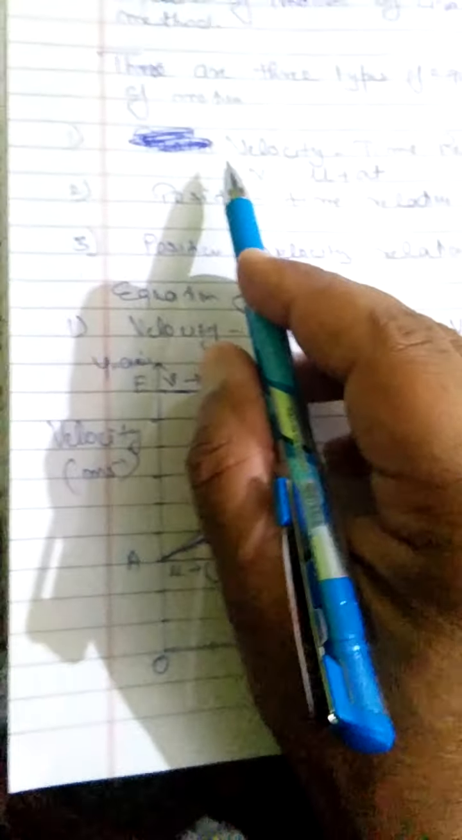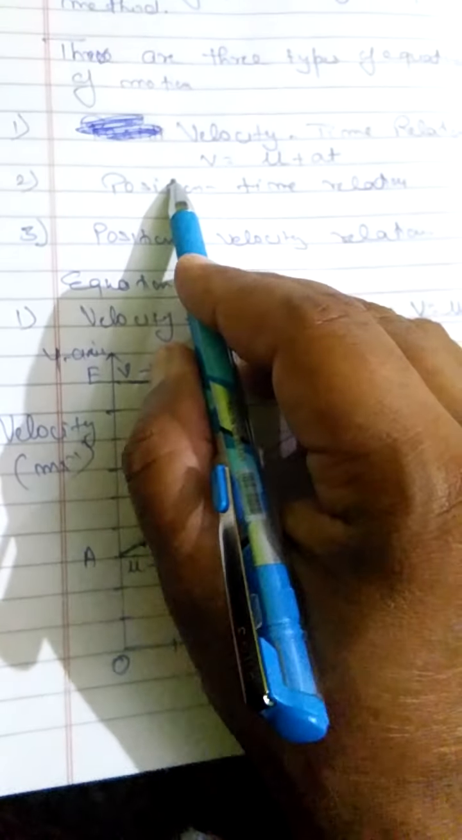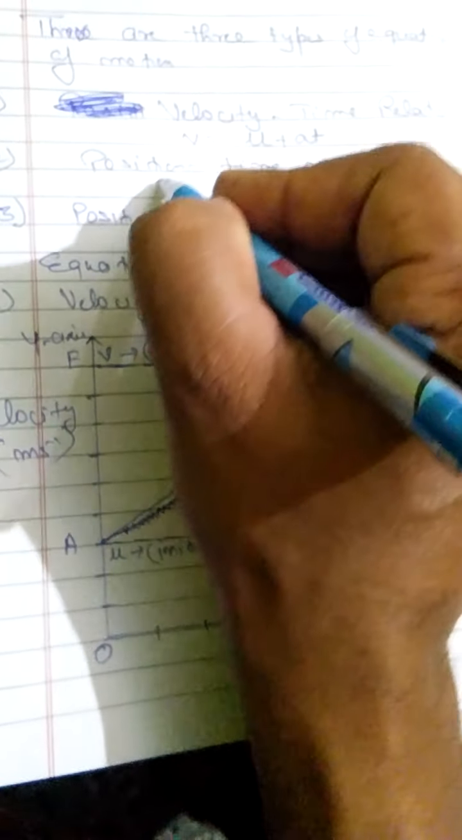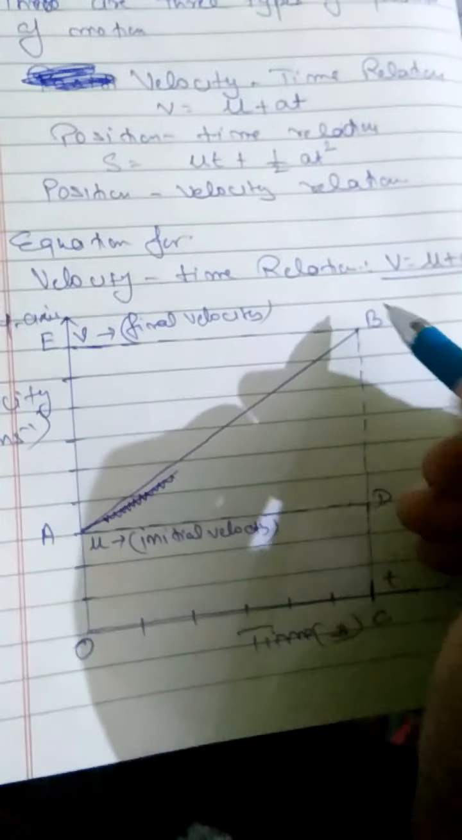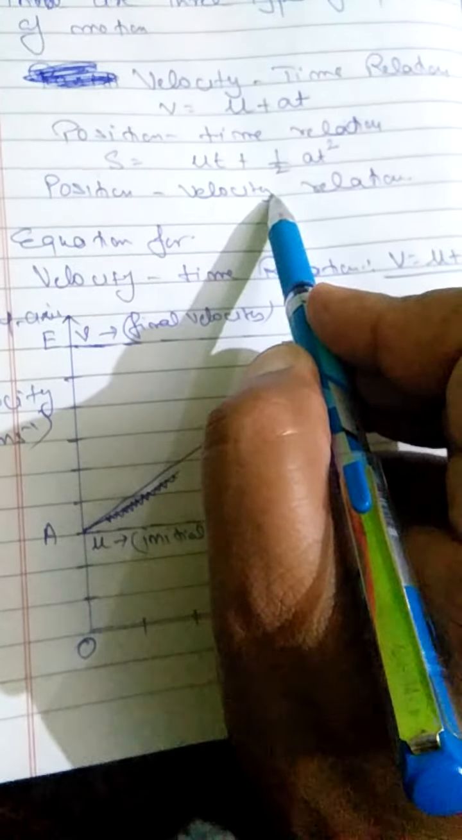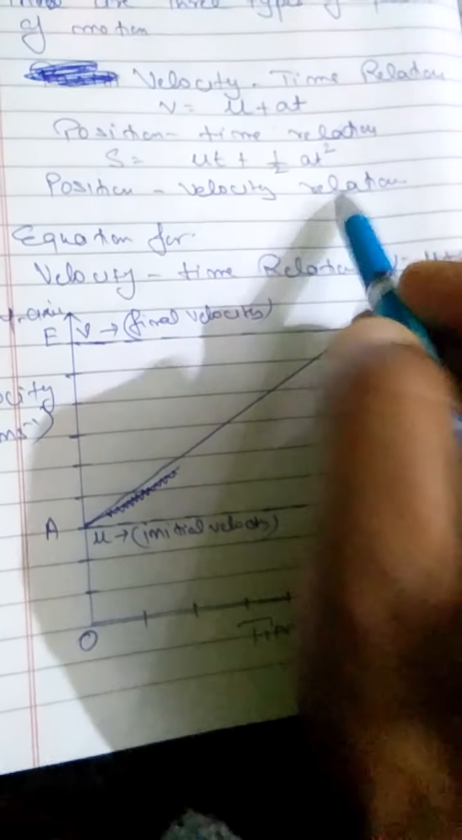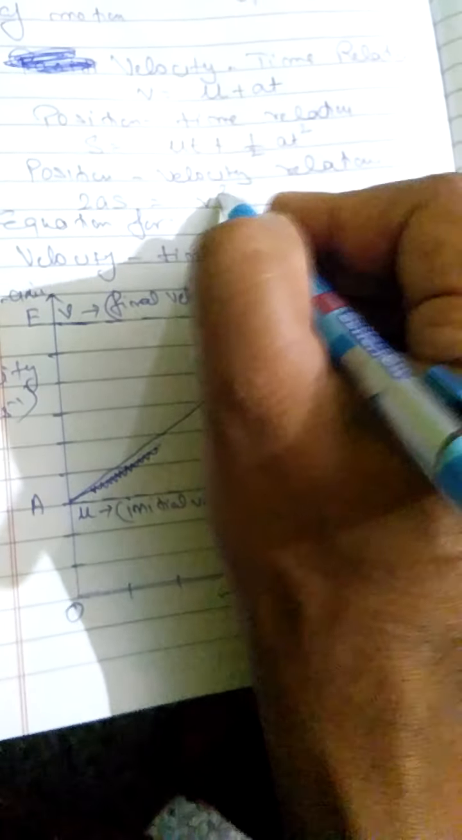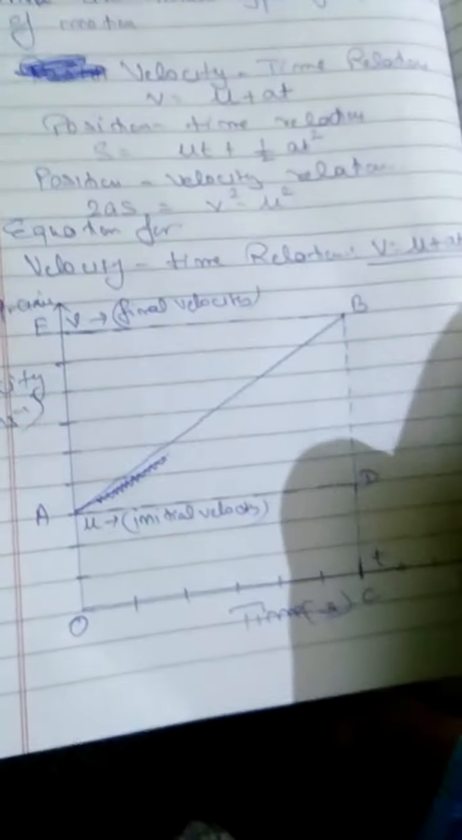Second one is position time relation, that is s is equal to ut plus half at square. And third one is position velocity relation, that is 2as is equal to v square minus u square.